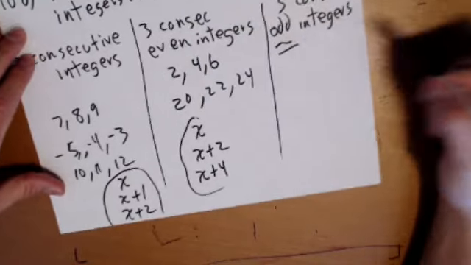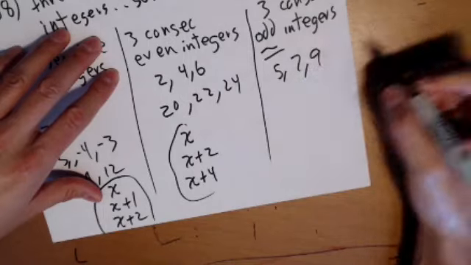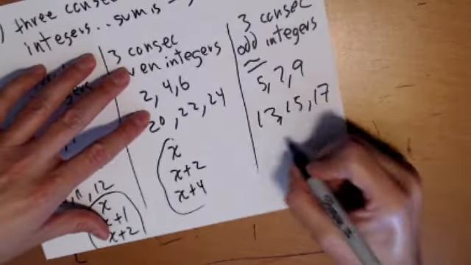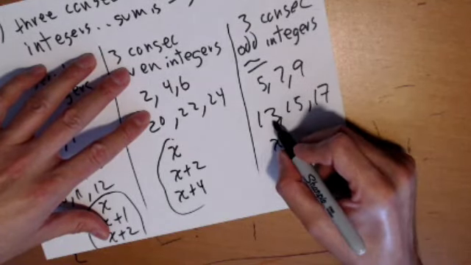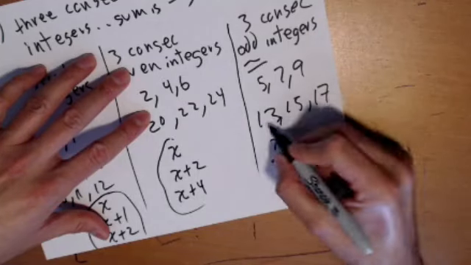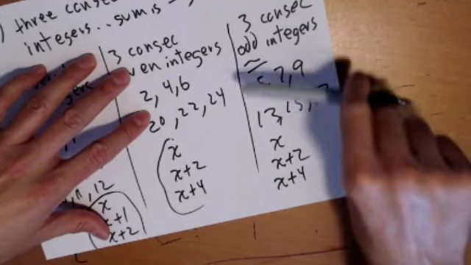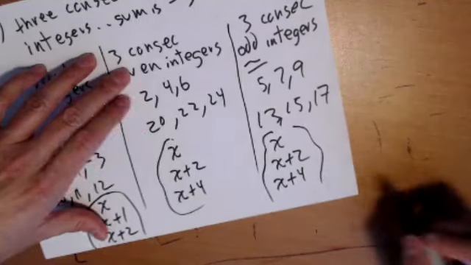And then careful, 3 consecutive odd integers, maybe like 5, 7, 9, or maybe 13, 15, 17. Okay, so the first one we call x, and then the next one is 2 more. How far from 13 to 15? 2 more. How far from 13 to 17? 2 more. Oh, it says odd integers, but they're spaced by 2. Oh, so this one always tricks people.